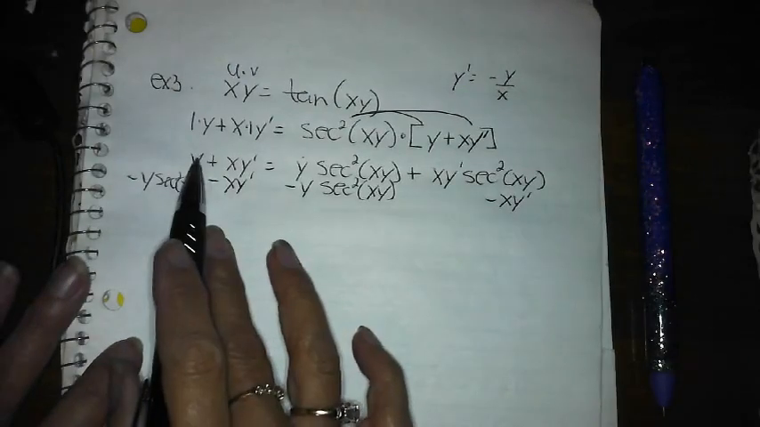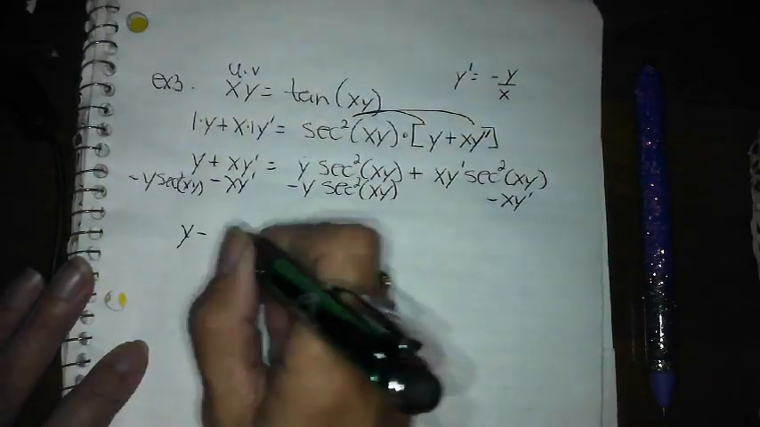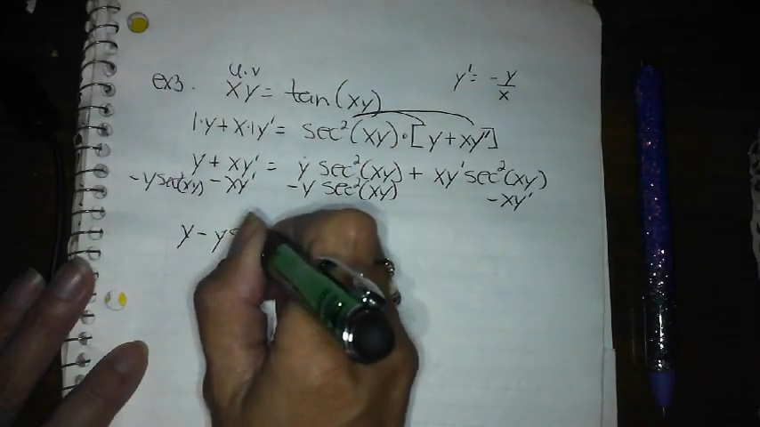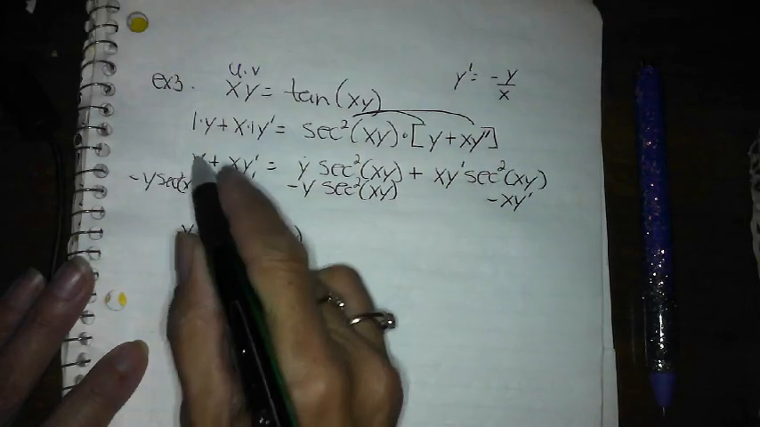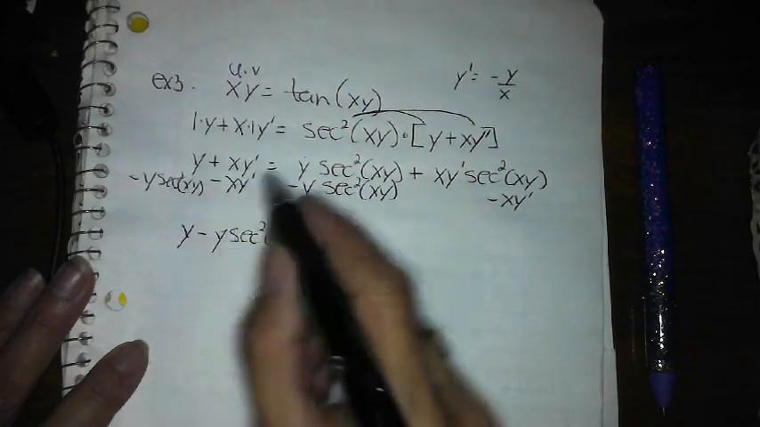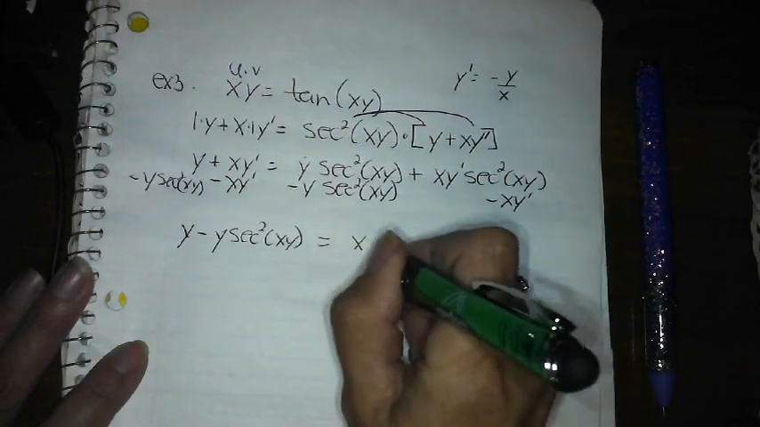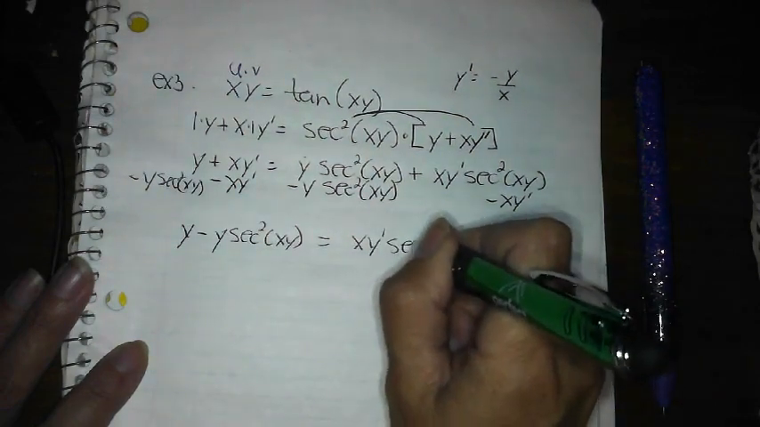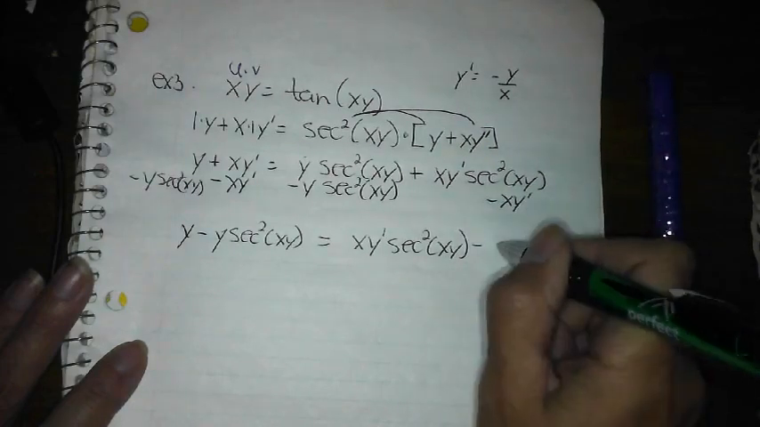So over here, I'll start with the y. Subtract the y secant squared xy. That's all that's on the left. Those are gone. Over here, I'll have this term, xy prime secant squared xy minus this xy prime.